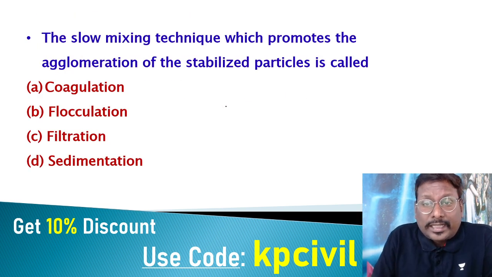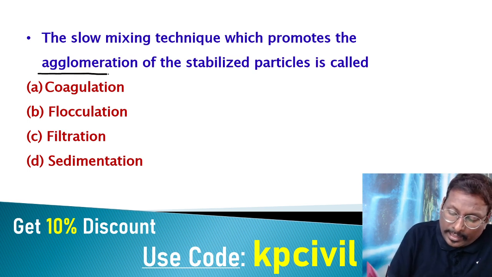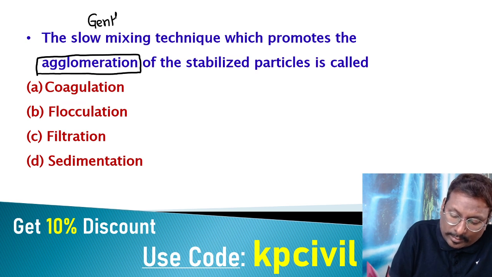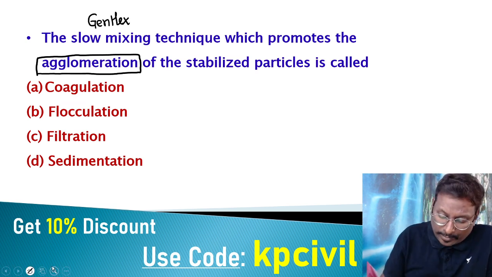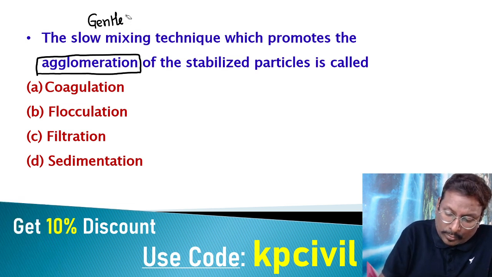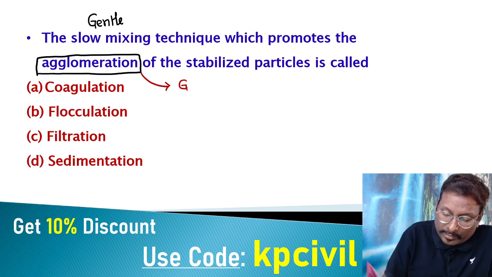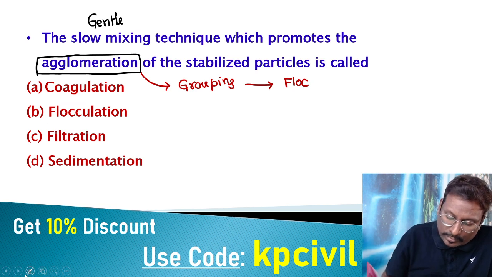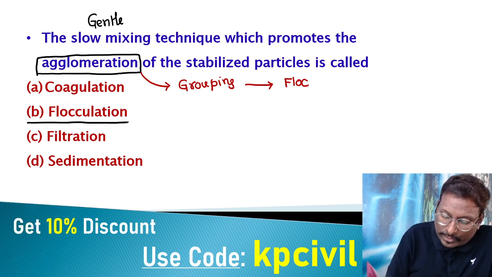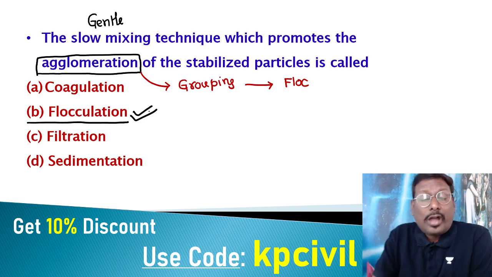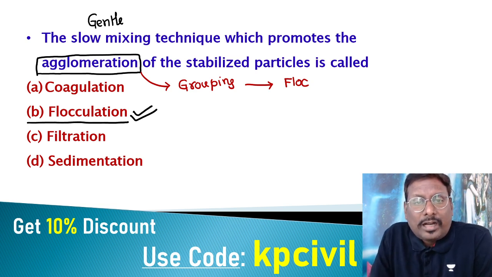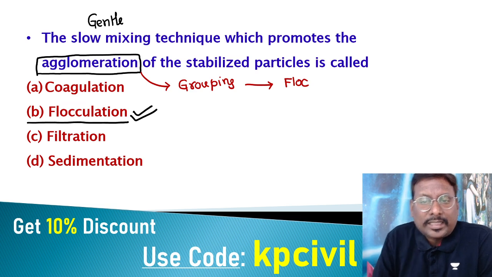The slow mixing technique which promotes agglomeration. Slow mixing is nothing but gentle mixing, which promotes agglomeration. Agglomeration means grouping of stabilized particles, resulting in floc formation. What is it called? Flocculation. It is called flocculation. Grouping of small, stabilized particles results in floc formation.